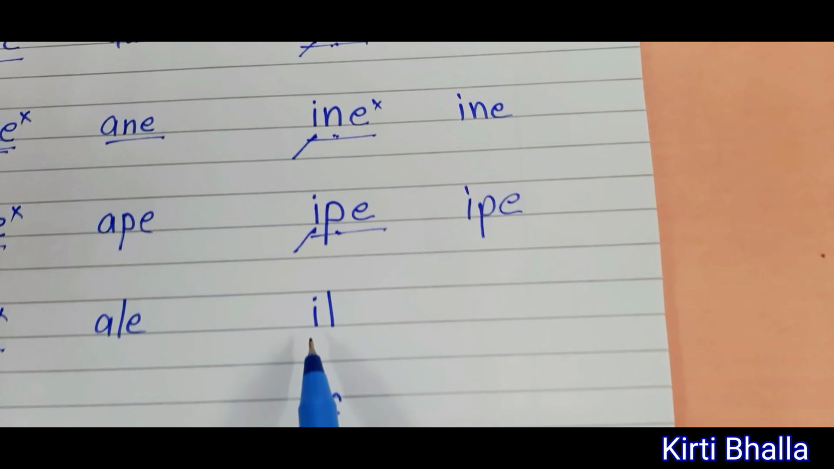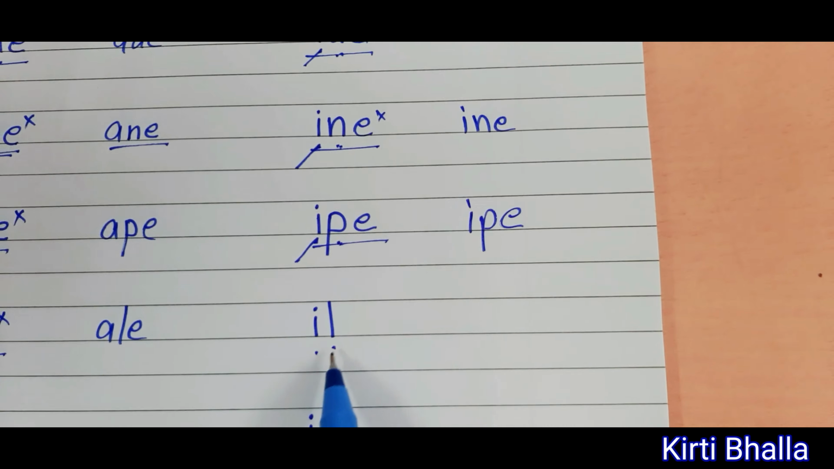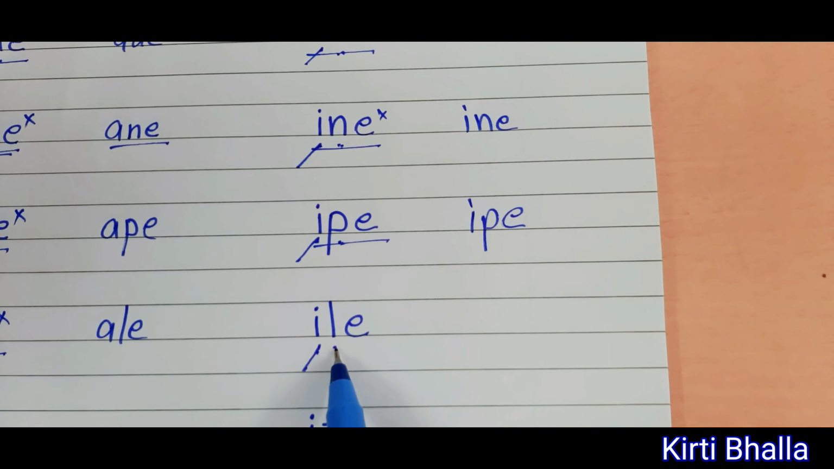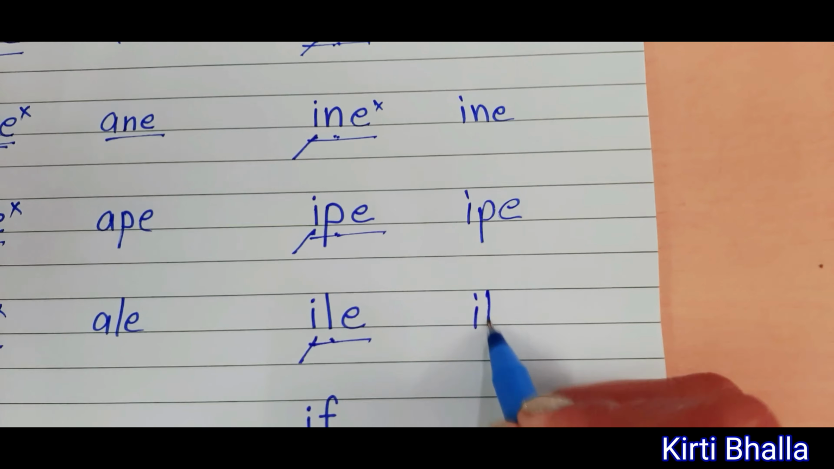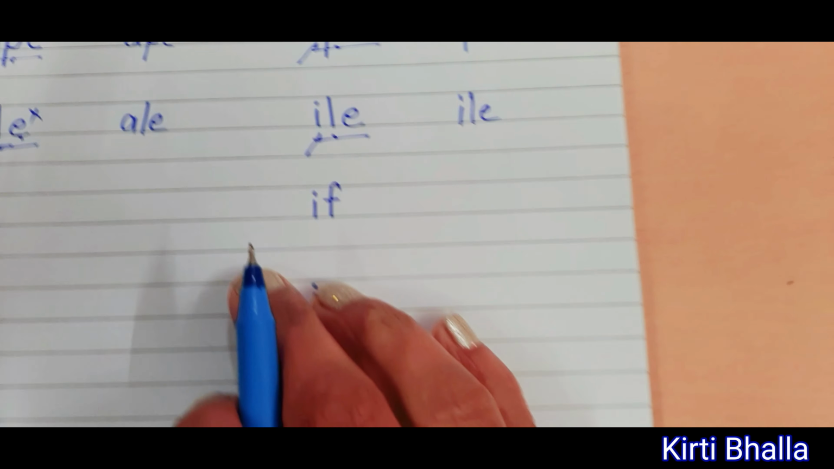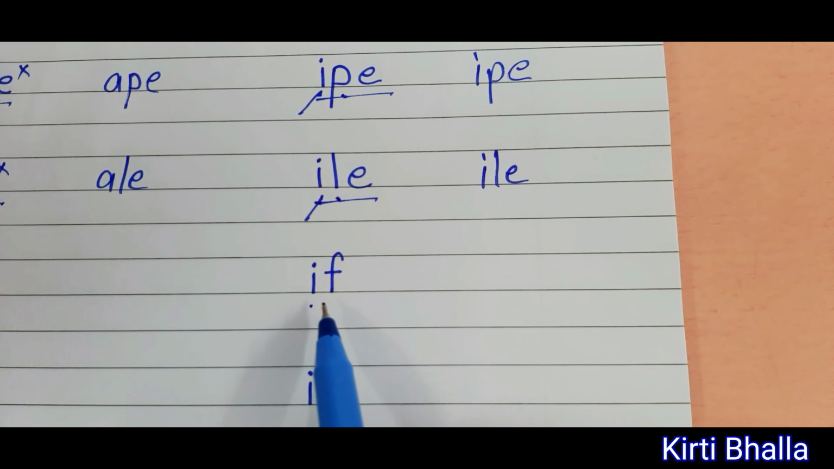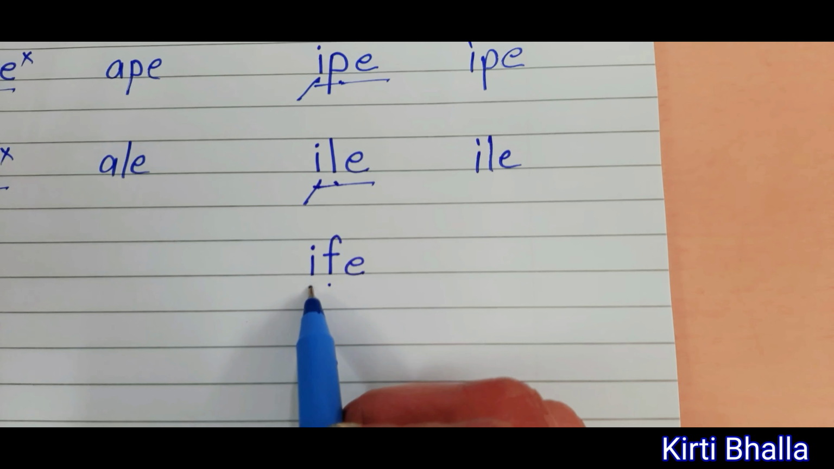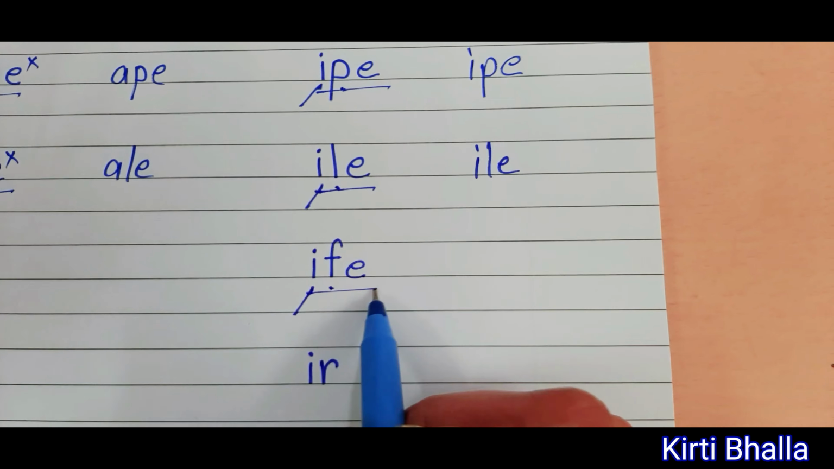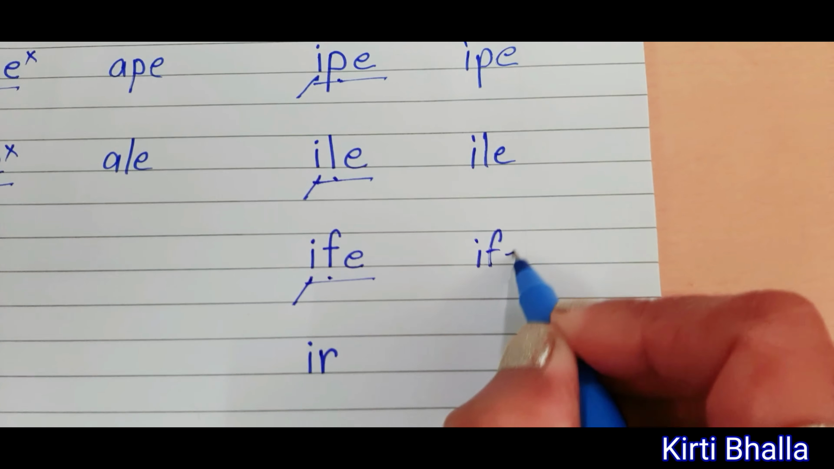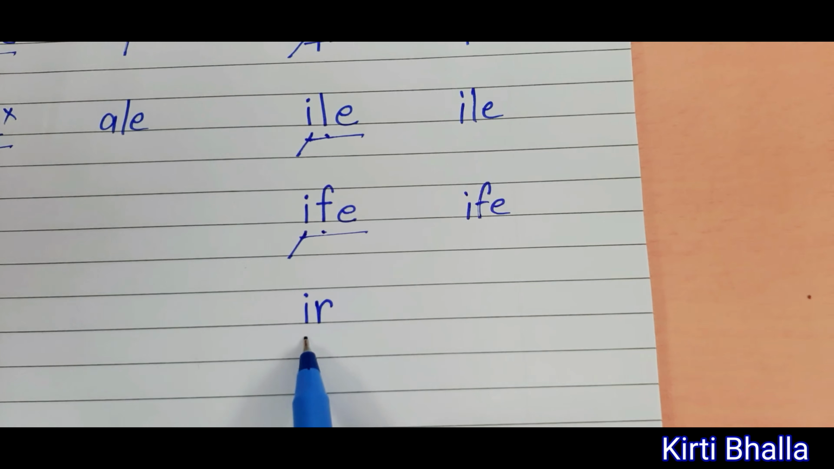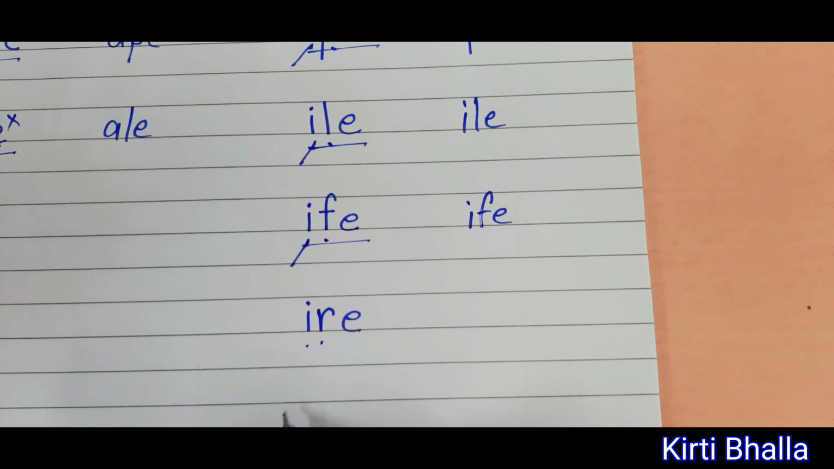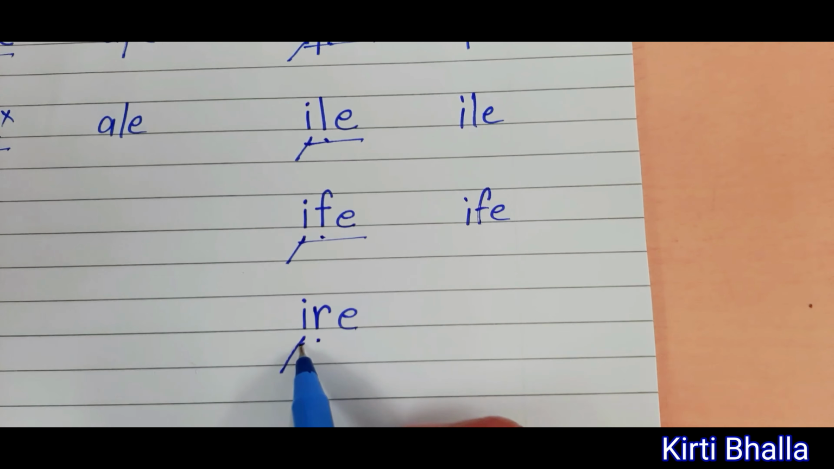I, l, ill. If I write E here, it becomes I, l, I'll. I, f, if. If I write E here, it becomes I, f, ife. I, r, ir. If I write E here, it becomes I, r, ire.